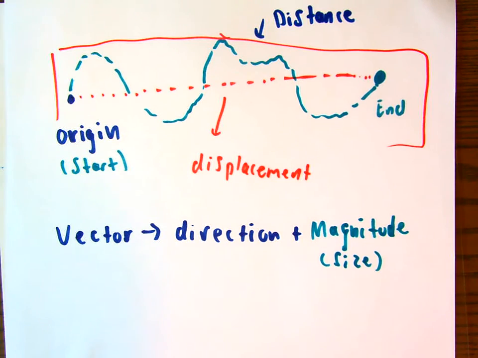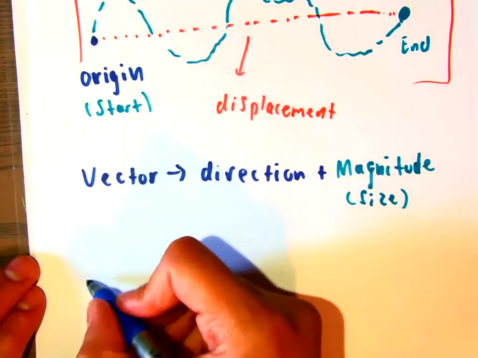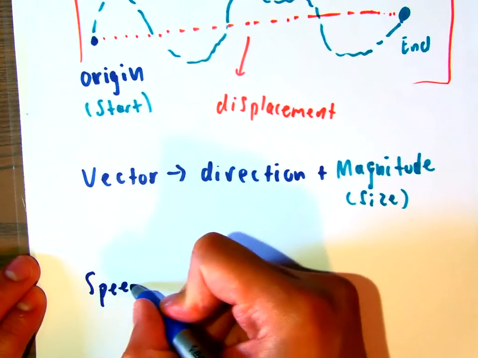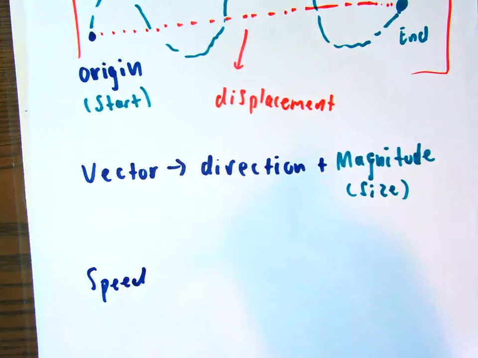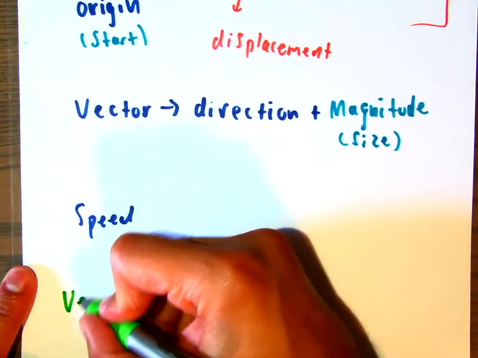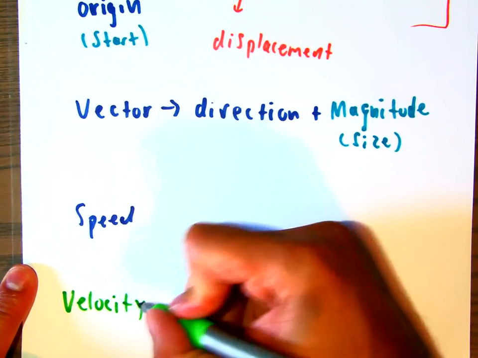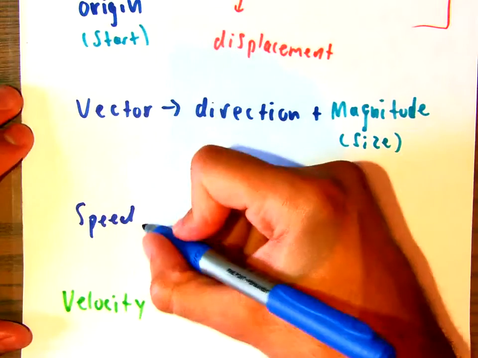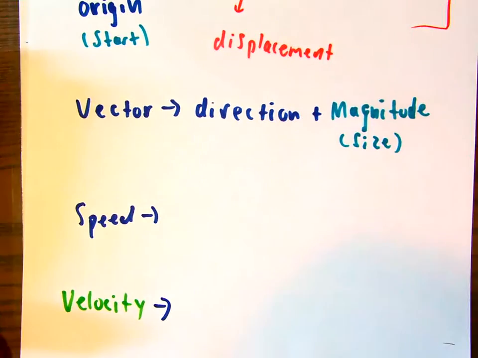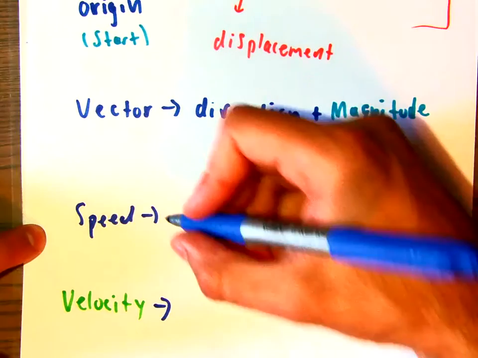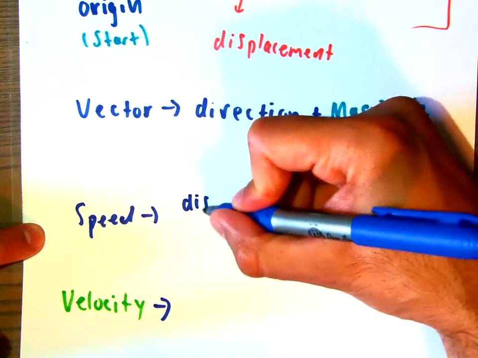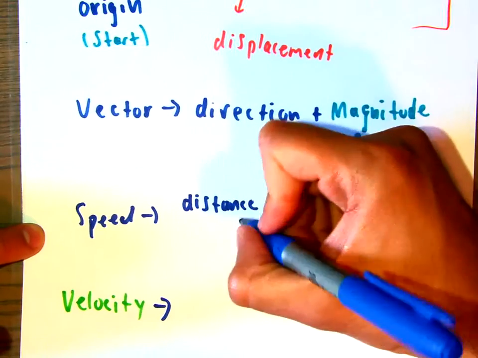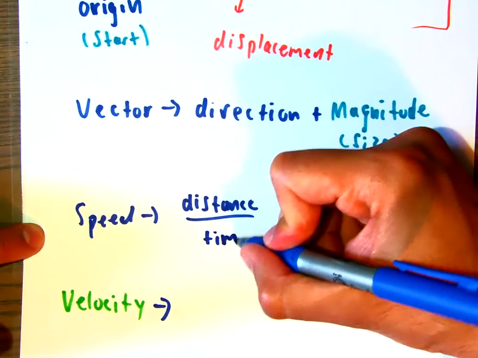So let's look at speed and velocity. Let's go over the difference between speed and velocity, because you're going to hear these words a lot. Sometimes we use them interchangeably even though they are slightly different. Speed is the rate of change, basically how fast we are moving per given time. So speed tells me the distance I travel over a certain amount of time.